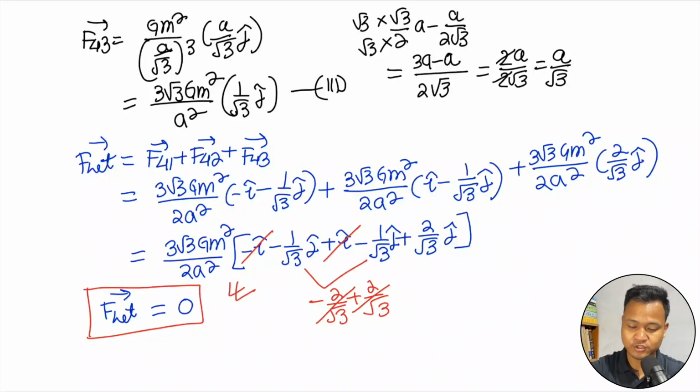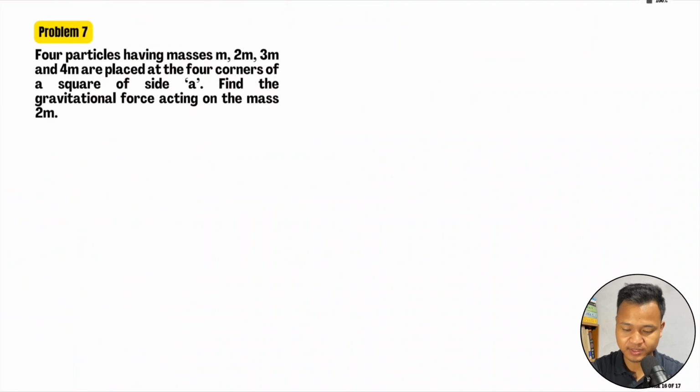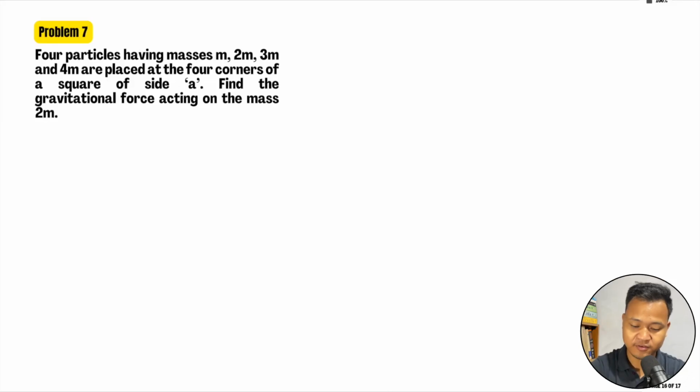Okay, let's solve one more. I think this is the last. Four particles are placed at the corners of a square, with masses m, 2m, 3m and 4m. Find the gravitational force acting on the mass 2m, the net force on it.